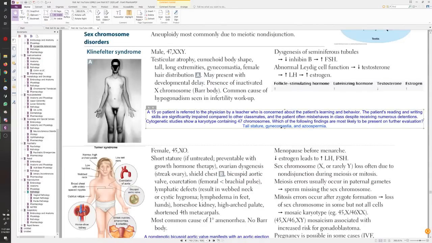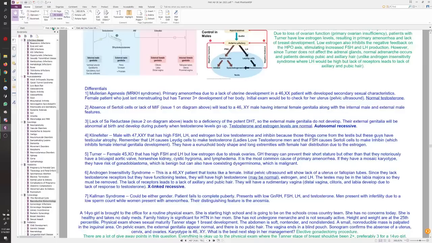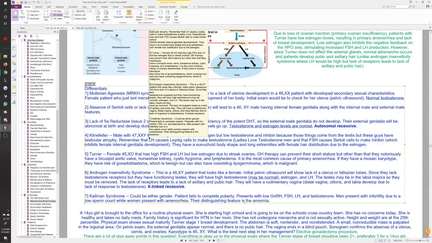Well, they're going to be tall, they're going to have gynecomastia, and they're going to have azoospermia. They don't really make much sperm because of the testicular atrophy. That's it, right? So not so bad at all. Just make sure you fix that in your book. Klinefelter 47XXY, which you should definitely already know.